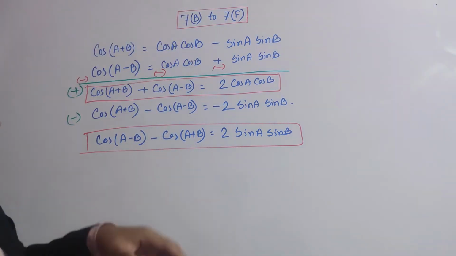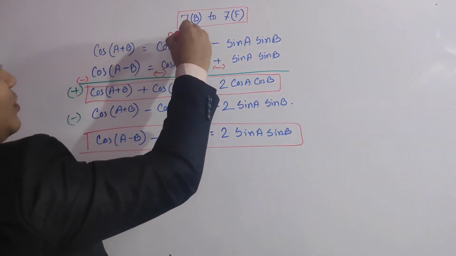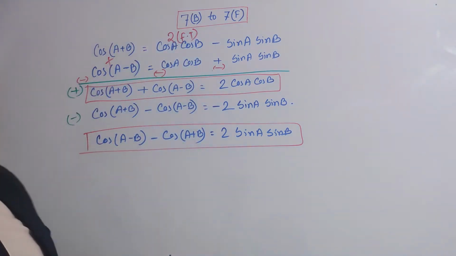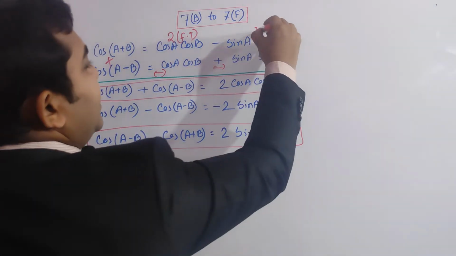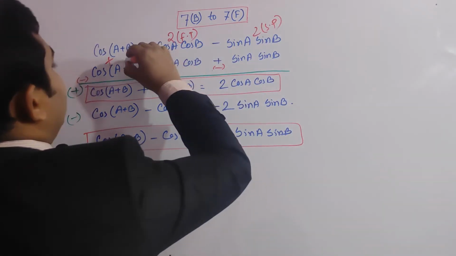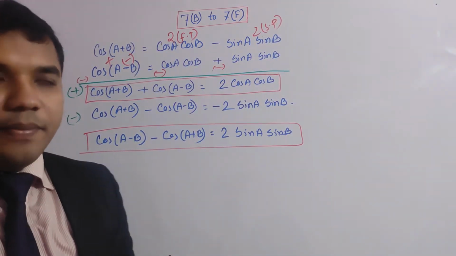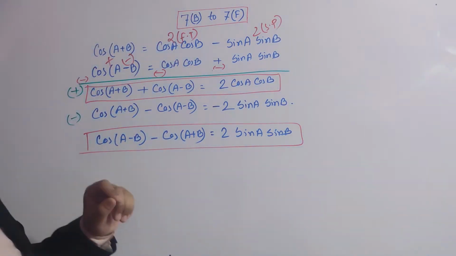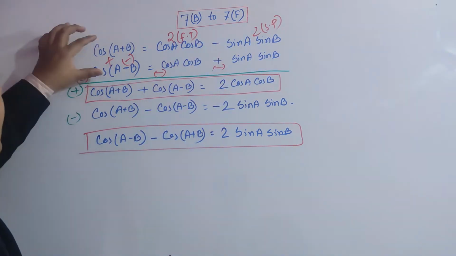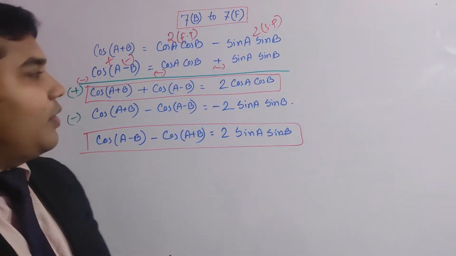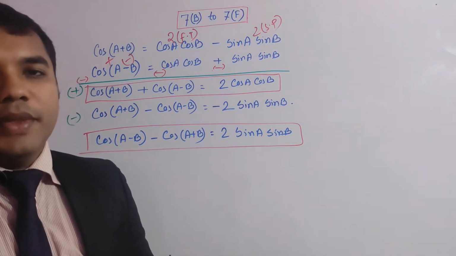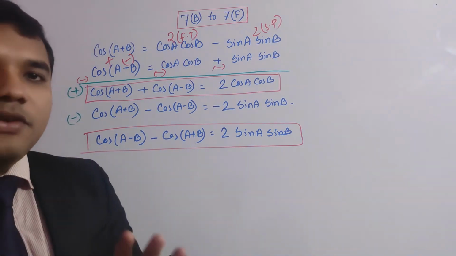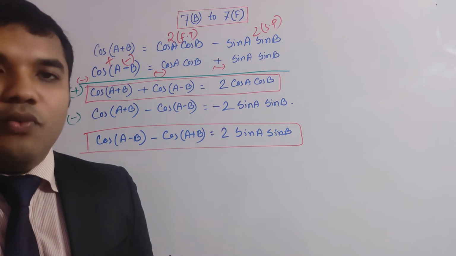One conclusion we can take from here is: for 2 into the first part, it should be plus, and for 2 into the second part, it should be minus. Clear? So 2 into first part means these two should be plus, and 2 into second part means this should be minus. For all cos and sine, these are the same.